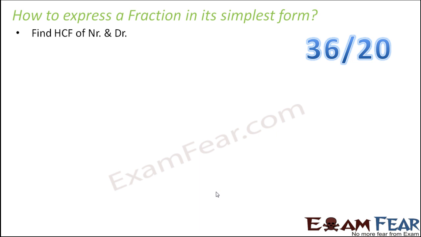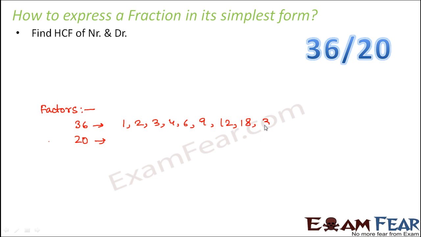We have already learned about HCF in one of our previous lessons, right? So let's do the same thing here. The very first step would be to find out the factors of 36 and 20. The factors of 36 are 1, 2, 3, 4, 6, 9, 12, 18 and 36. Similarly, the factors of 20 are 1, 2, 4, 5, 10 and 20. So what are the common factors? 1, 2 and 4. So which is the highest common factor? Undoubtedly 4.